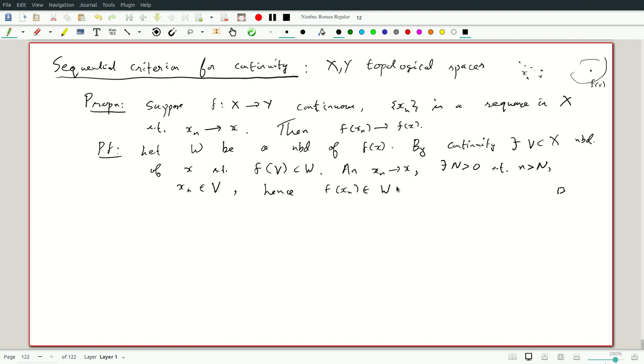So, given any W, we produce a capital N so that if little n is greater than N, f of x_n is in W. So this is the definition. For the converse, we need first countability because otherwise you can't probe close enough near a point. Okay, again, suppose now we don't assume it's continuous. So suppose f maps X to Y is a map, and now we say X is first countable.